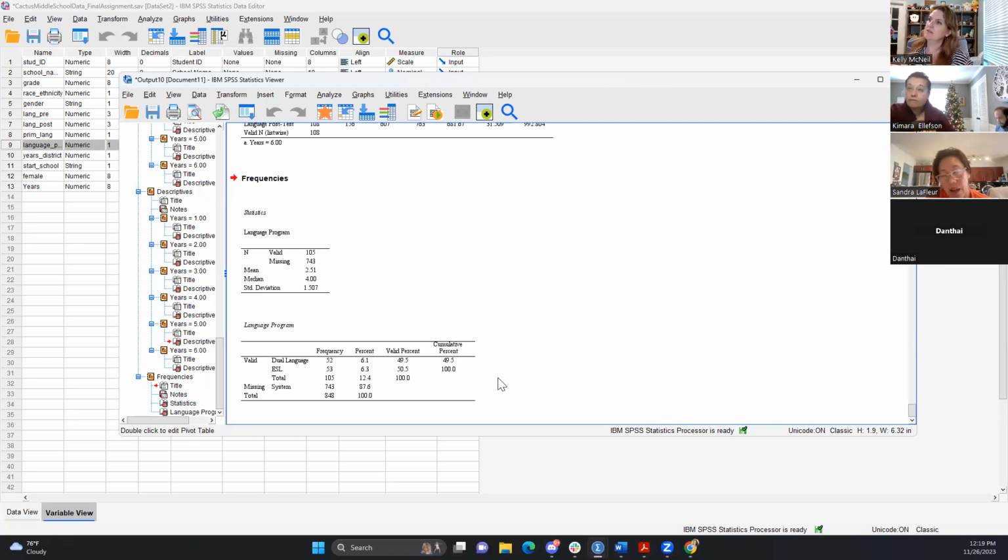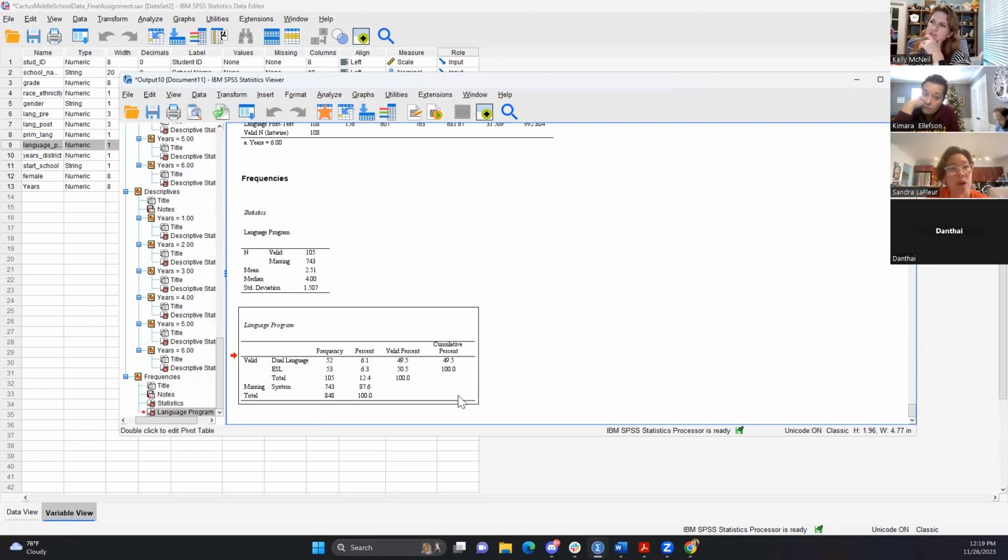743 students said that English was their first language. 105 students said that English was not their first language. It's either Spanish or Navajo. Is that what this is telling us? Well, that was another frequency on language. There's another variable that says primary, so I ran that one and it was English 743, Hispanic or Spanish 183.